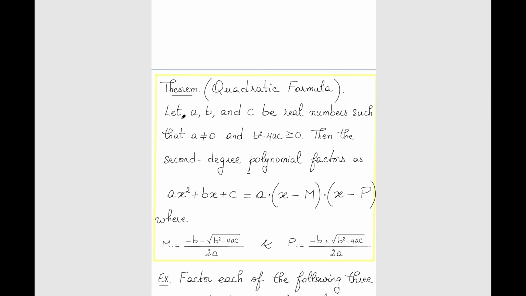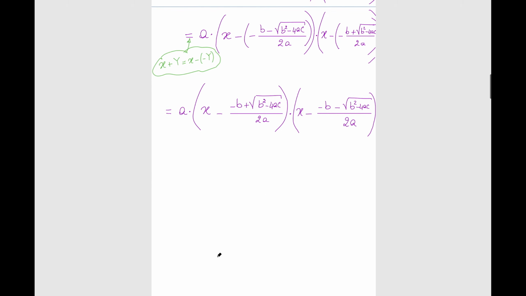Here are the details. Let a, b, c be real numbers such that a is not 0 and b squared minus 4ac is non-negative. Remember, these assumptions are necessities, right? Because at the end of the day, we needed to divide by a, right? Remember, it's right there. We needed to divide by a, and we needed b squared minus 4ac to be non-negative, so that it can be the radicand, correct?